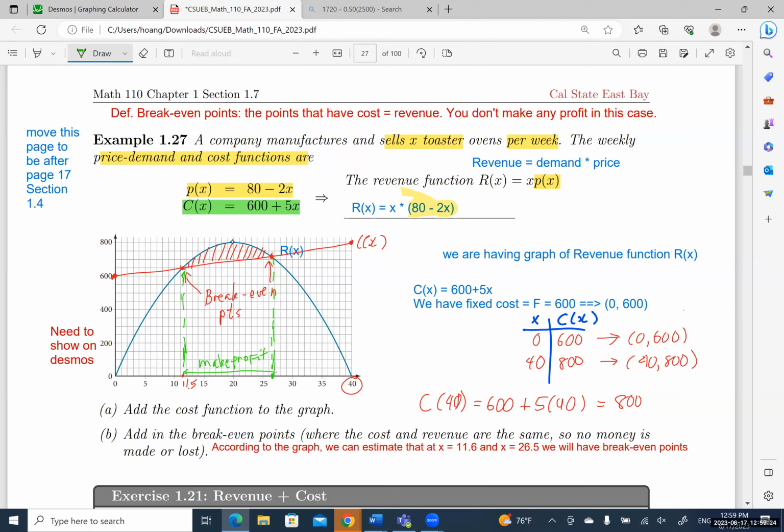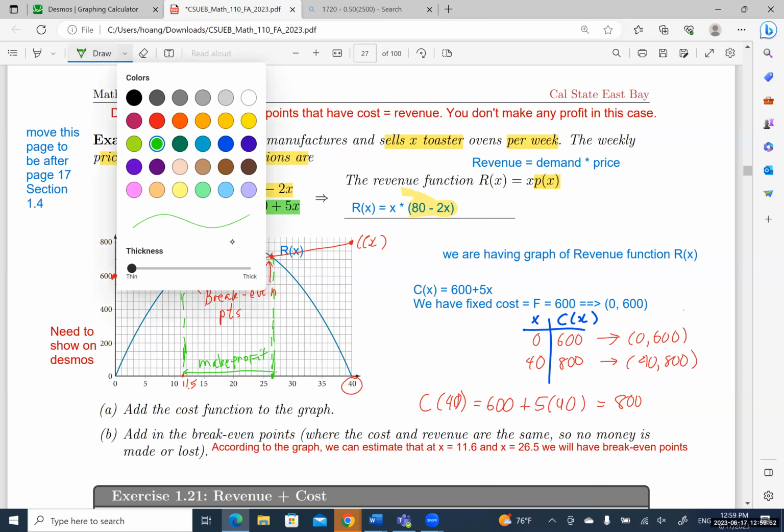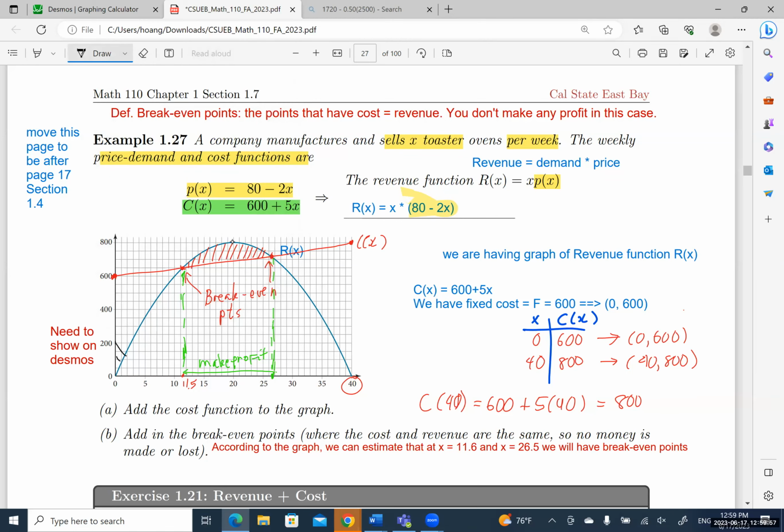As an accountant or business person, you want to make sure the boss tries to get the demand between 11.5 and up to 25 something. You don't want to ask them to get demand before 11.5, maybe like 10. Think about the area there. Let me use the black color here.